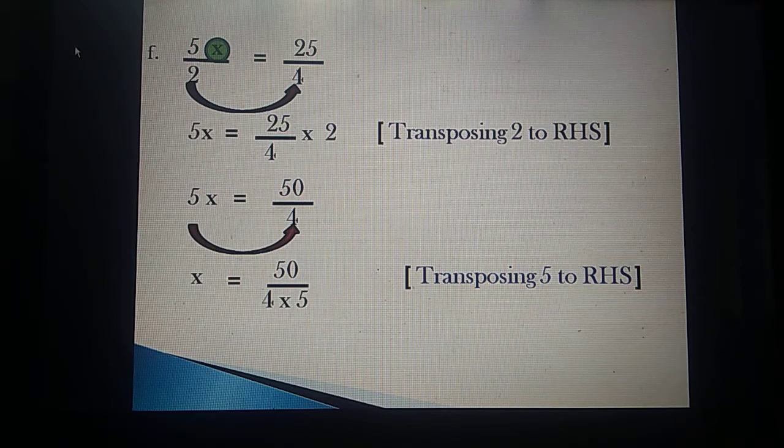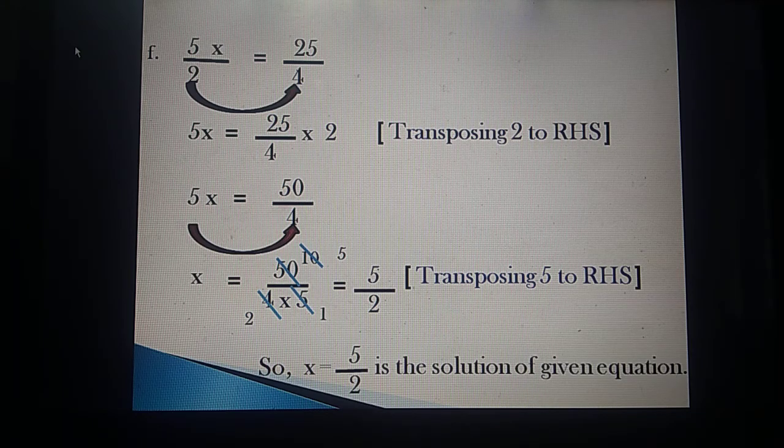So now we can cancel them. So first you will cancel 5 ones are, then 5 tens are. Next 10 and 4 common factor is 2. So 2 twos are, 2 fives are. Left with final answer as 5 upon 2. So this is your answer.